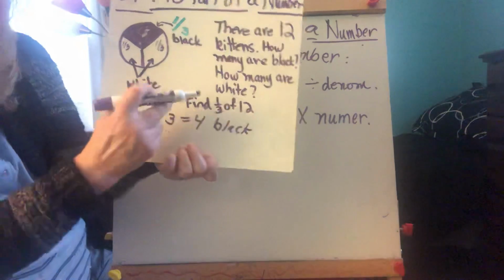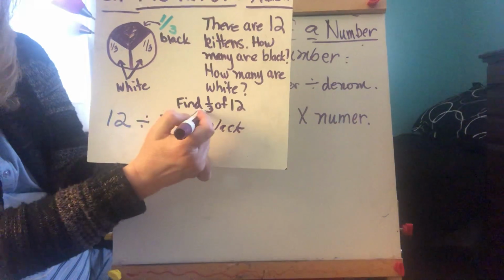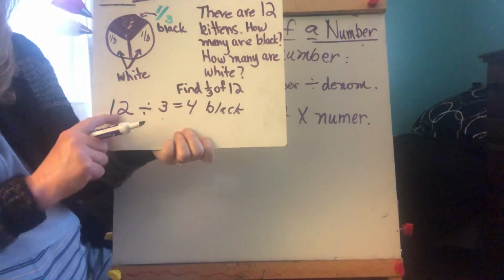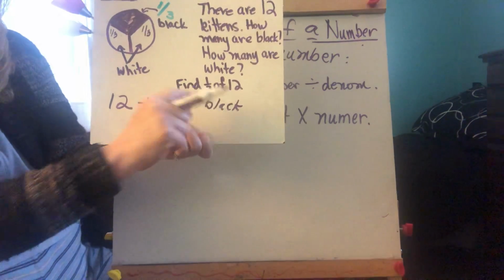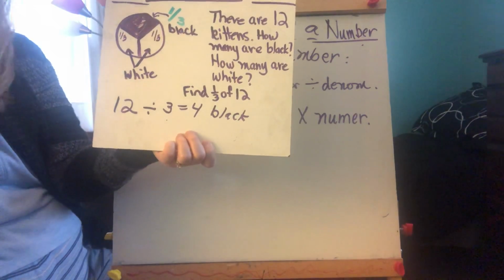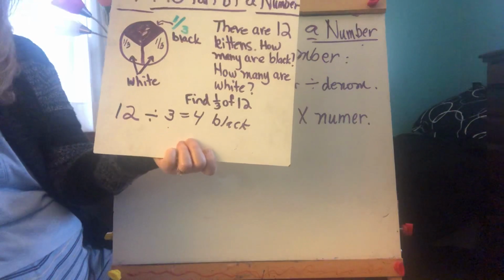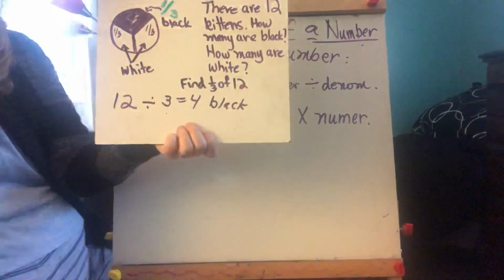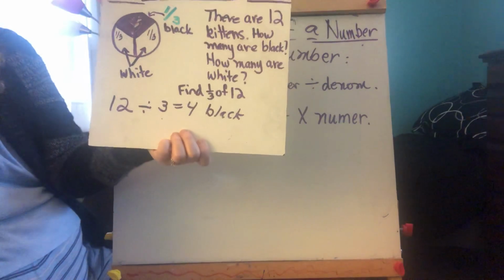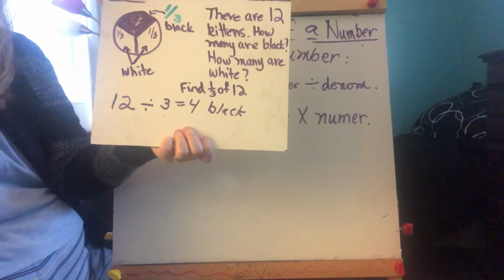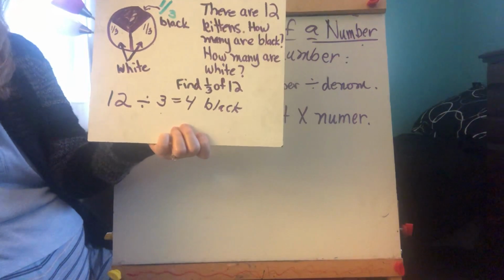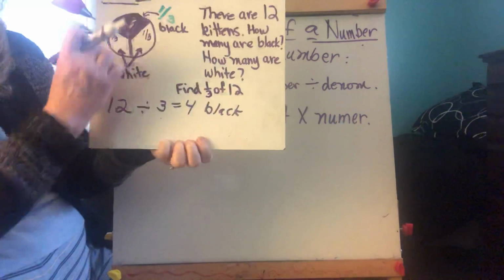Now what you've just done is you found 1/3 of 12. By dividing 12 by 3, you found that the answer is 4, that 1/3 of 12 is 4. Well, what if you were asked to do the other half? Which you are asked, how many of the kittens are white? Well, that's 2/3. Now we found 1/3 already. Now you're being asked to find 2/3.